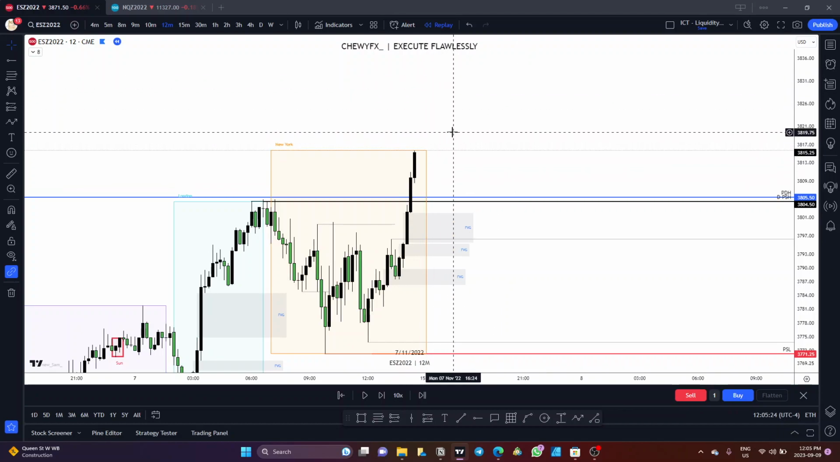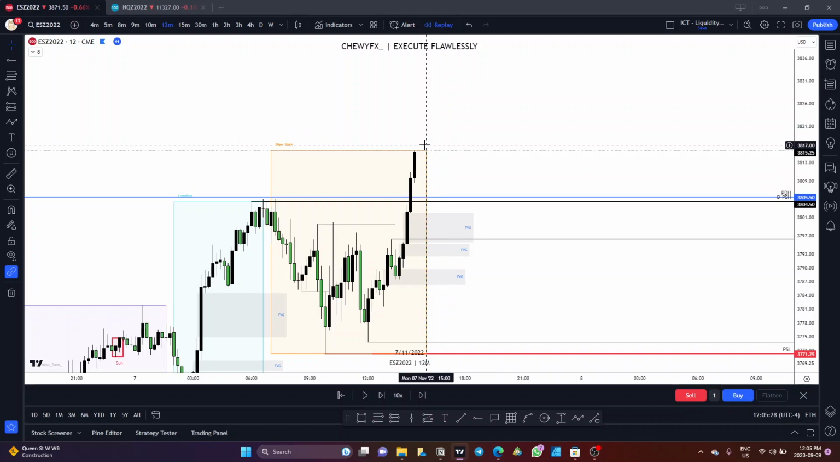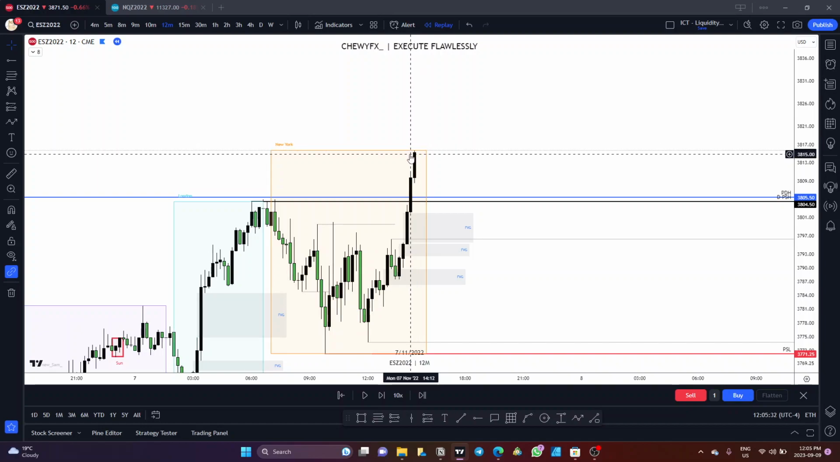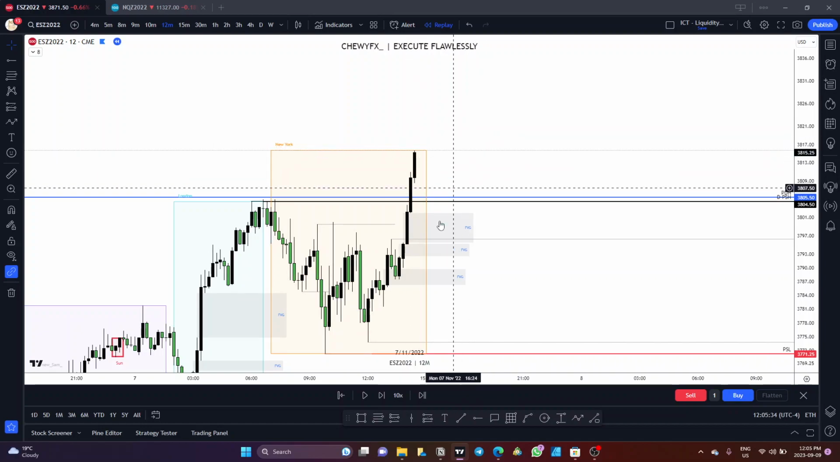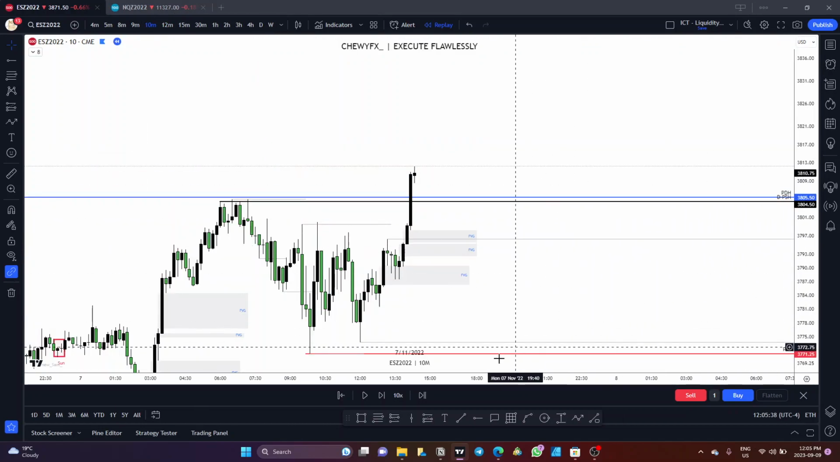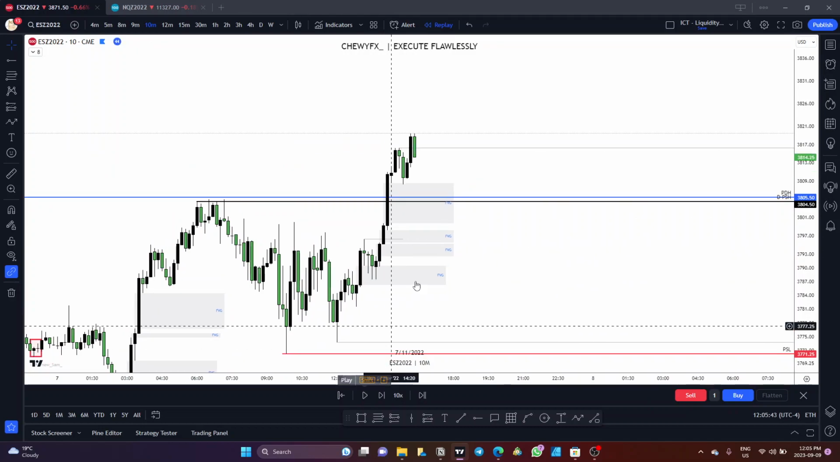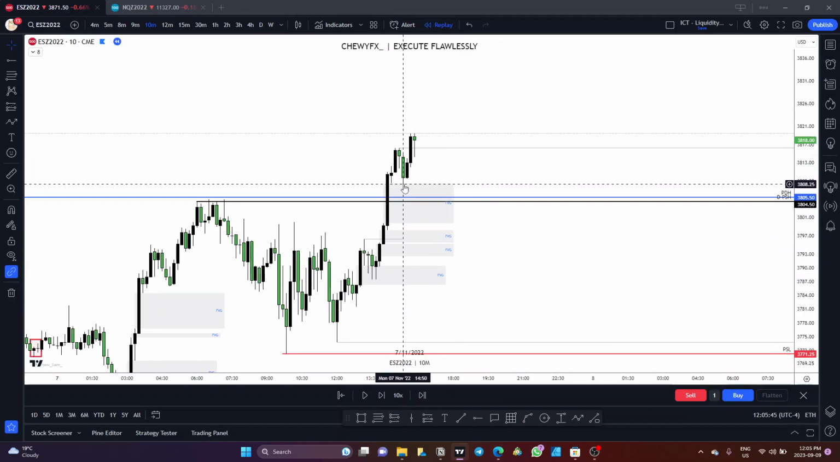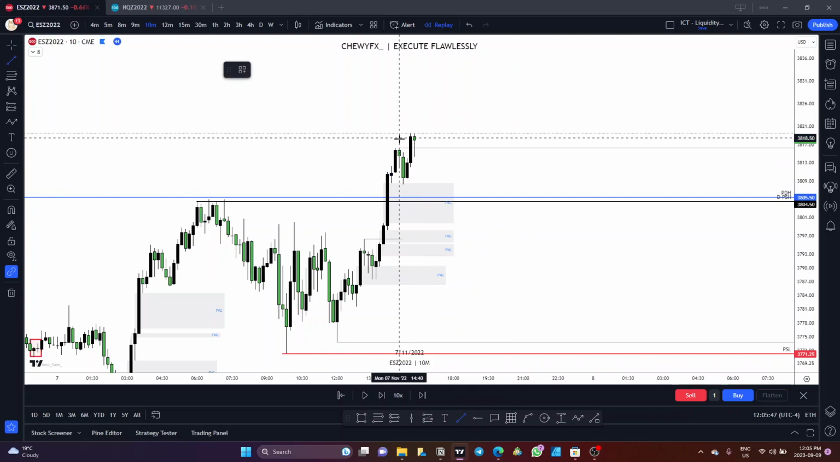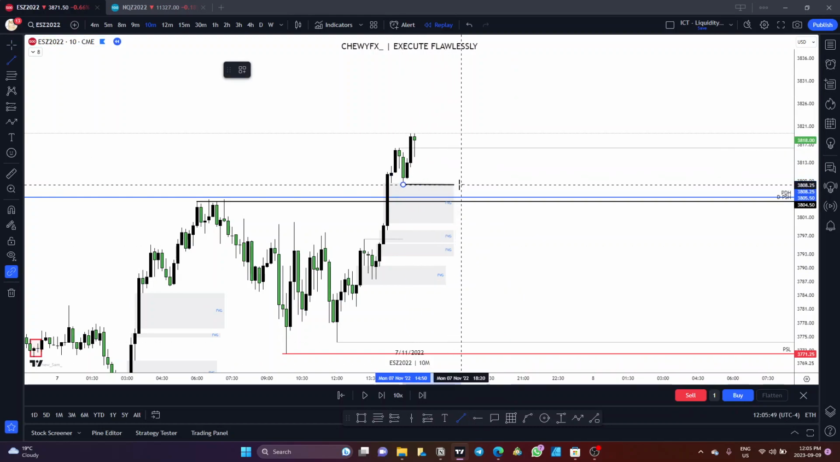So we can't take an EM2 and then look for an EM3. It doesn't work that way, but we can take an EM3 and then take the reversal downwards, in this case with the EM2. So let's go to our 10-minute time frame here and see what happens. Okay, so this is our new low. We need to have a break for an EM2.